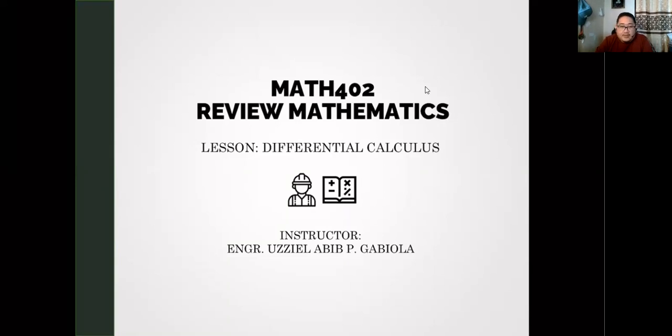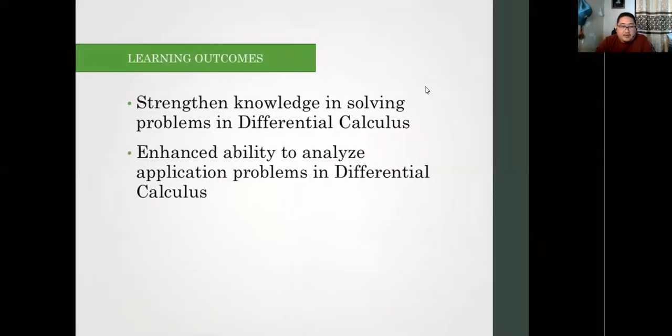For our discussion today, we will just focus on the application of differential calculus on three areas ng engineering siguro, no? So at the end of the session, here are our learning outcomes. So first is to strengthen yung knowledge natin sa differential calculus. And next is to enhance yung ability natin to analyze application problems in differential calculus.